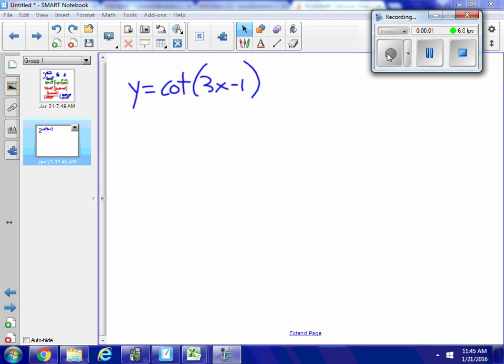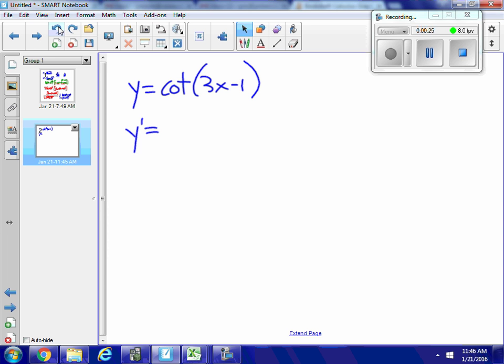This problem wants me to find the second derivative of this function. So I think we can do that. Y prime is equal to, now here I need to use a chain rule because I have a trig function and a function as the argument of that trig function.